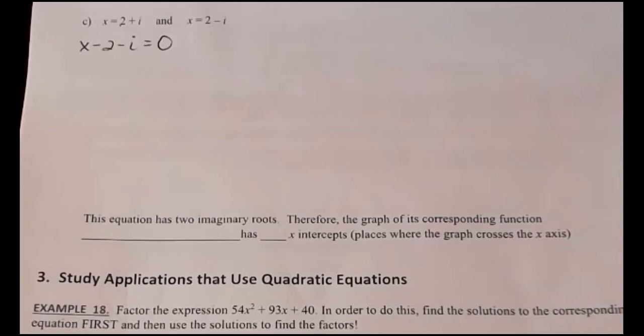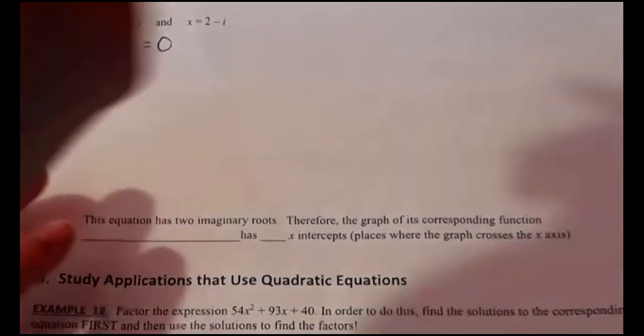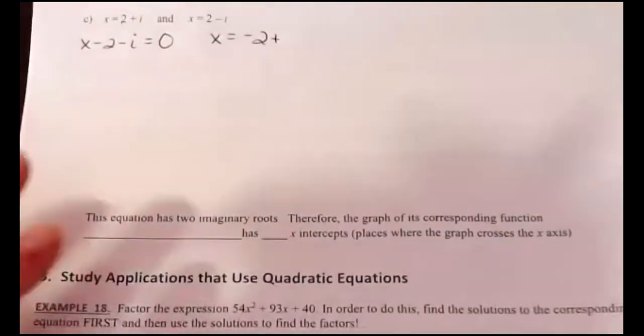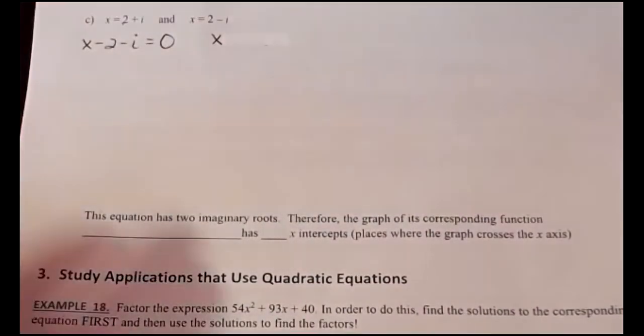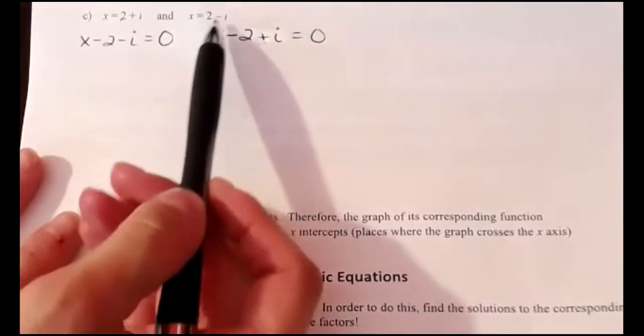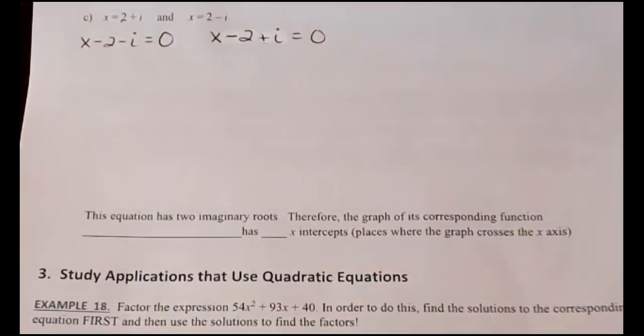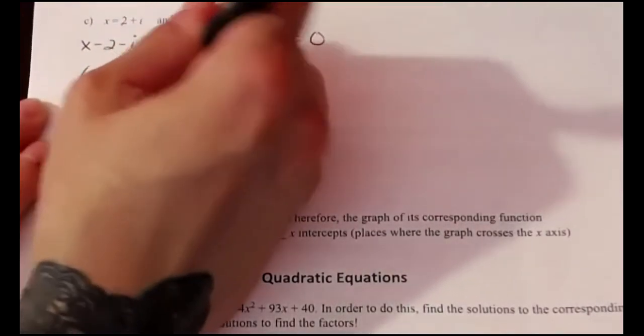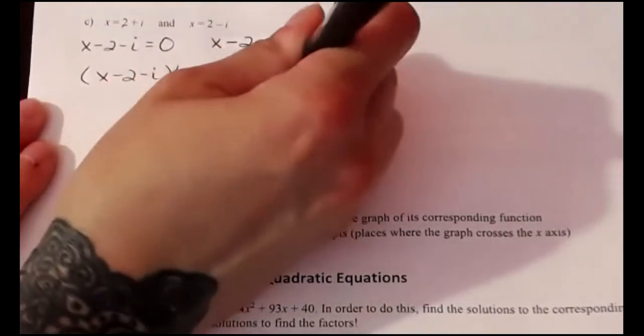I'm going to do the same thing with my second equation. I'm going to subtract the 2 and add the i because it's a negative, right? So we want to use the opposite operation. Hold on, I'm writing things weird. X minus 2 plus i is equal to 0. There we go. Now, let's go ahead and write this out. x minus 2 minus i as a product of my factors. x minus 2 plus i is equal to 0.